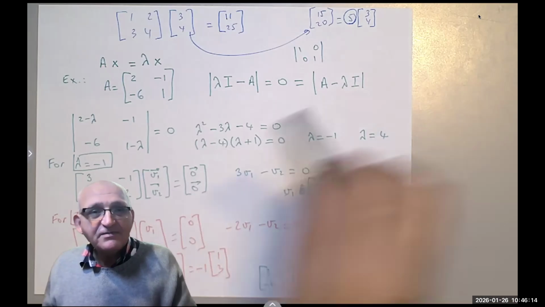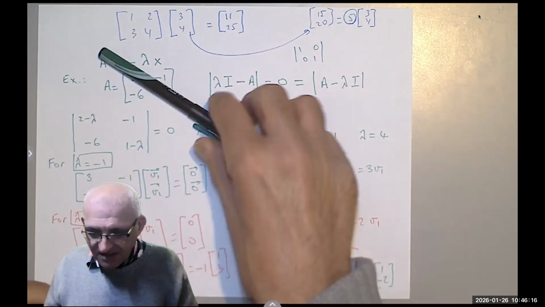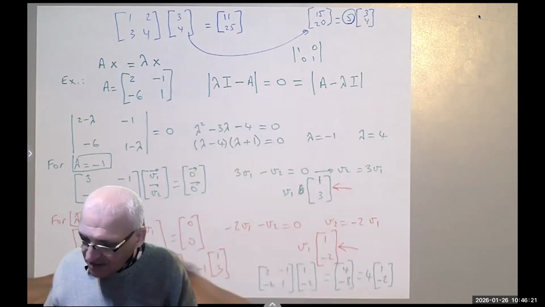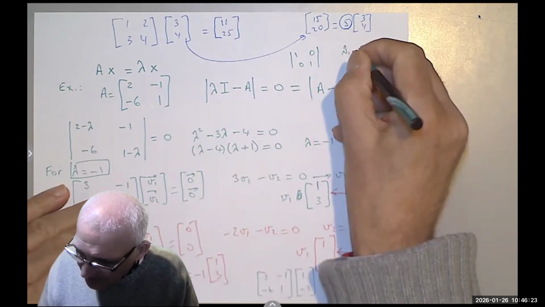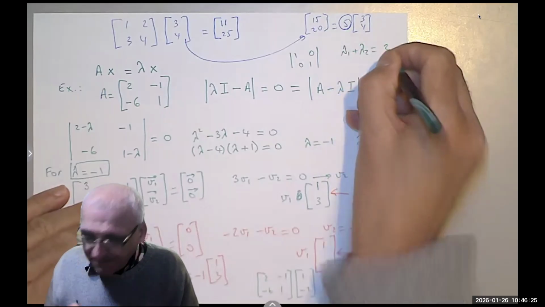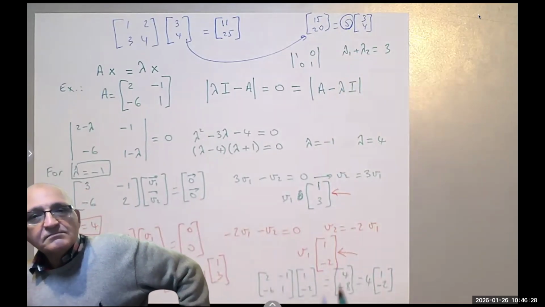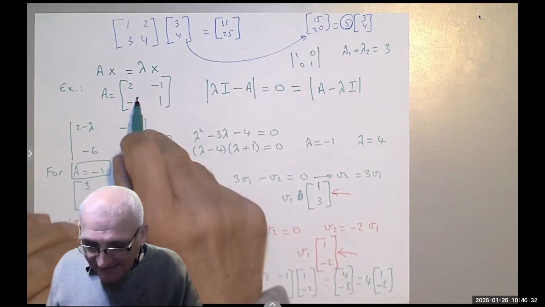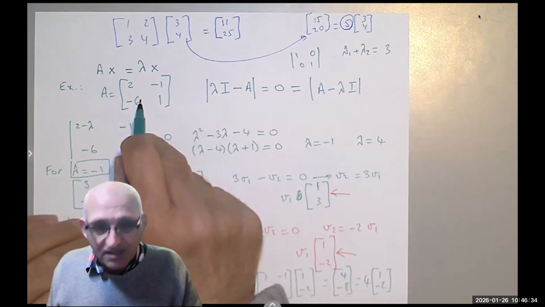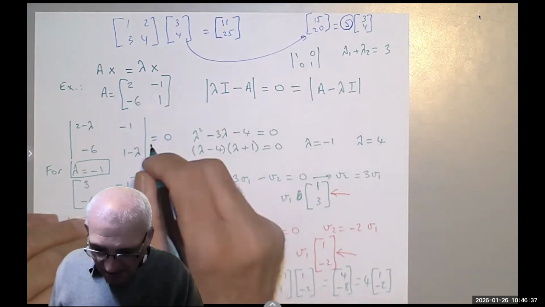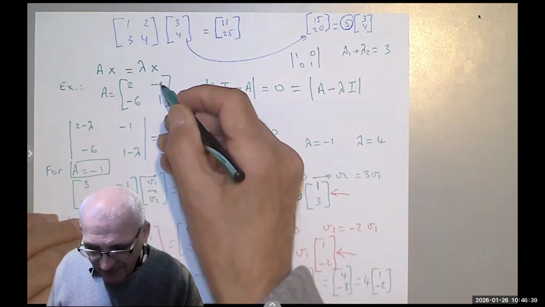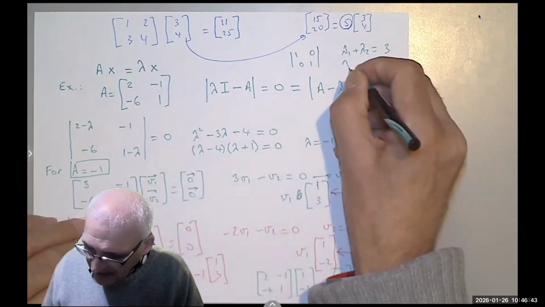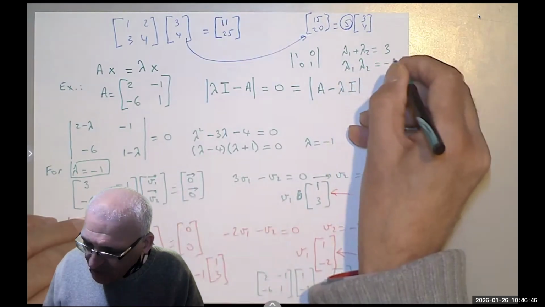You know the trace of a matrix? The trace of the matrix is the sum of the elements along its main diagonal. 2 plus 1 is 3. So I know that lambda 1 plus lambda 2 equals 3. Okay? Now, the determinant of that matrix is 2 times 1 minus -6 times -1, which is 6. So 2 minus 6 is lambda 1 times lambda 2.